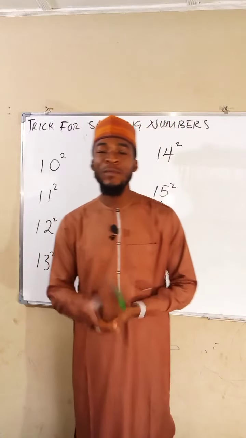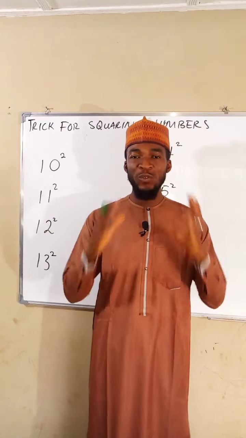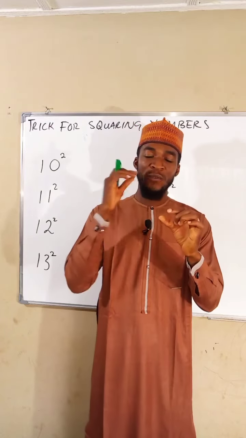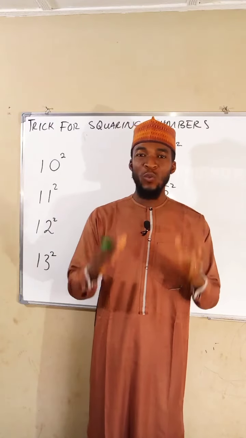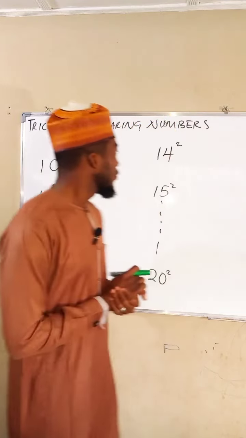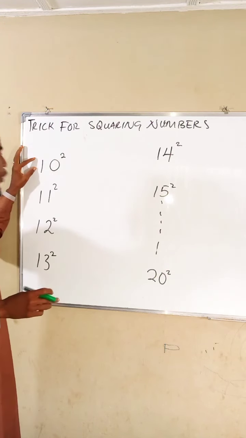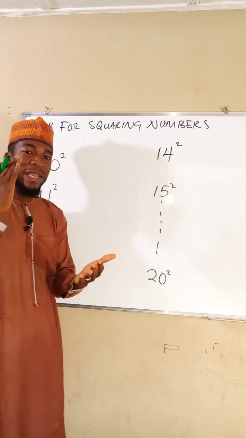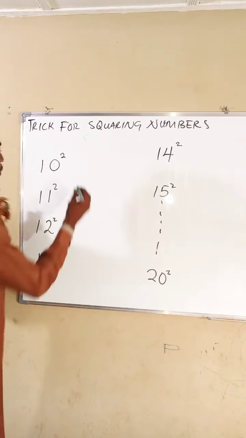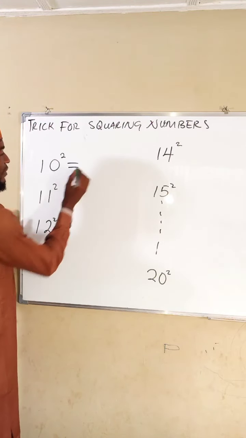Hello, good day everyone. Let me show you the simplest way to square numbers from 10 to 20 without wasting much time. So what we have here, the first one is 10 squared, meaning 10 times 10. The simplest way to do that is this.